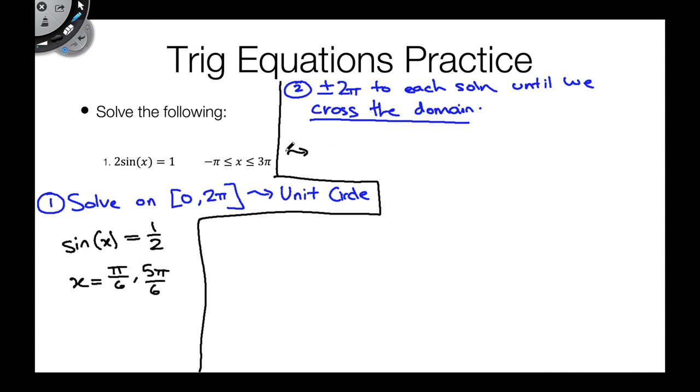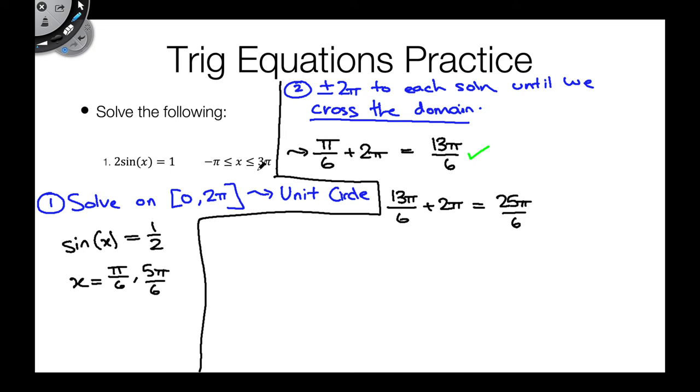Let's start with pi over 6. If we add 2 pi to that, remember 2 pi is the same thing as 12 pi over 6. So that's going to give us 13 pi over 6. Is that within our domain? Yes, it is. So we're good with that one. We can try adding another 2 pi to that, so 13 pi over 6 plus 12 pi over 6 is going to give us 25 pi over 6. That's unfortunately beyond our domain, because we can only go up to 3 pi, and that's a little bit over 4 pi. So we just ignore that. That tells us that 13 pi over 6 is the last solution we have in that direction.